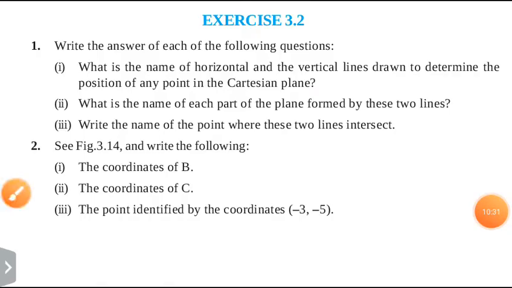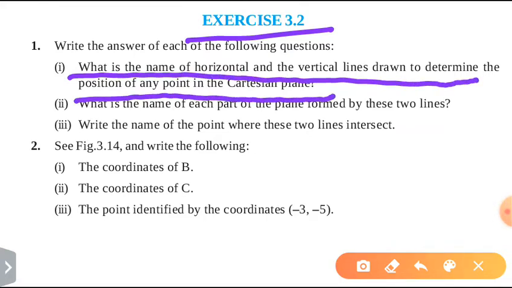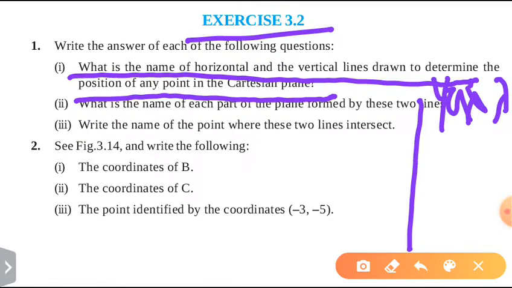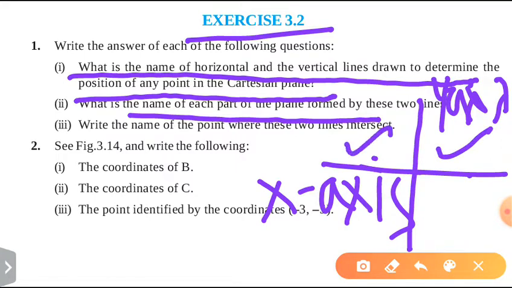Now see exercise 3.2, question number 1. What is the name of the horizontal and the vertical line drawn to determine the position of any point on the Cartesian plane? This vertical line is known as the y-axis and the horizontal line is known as the x-axis. And what is the name of each part of the plane? These parts are quadrants. Write the name of the point where these lines meet. These two lines meet at this point. This is known as the origin.